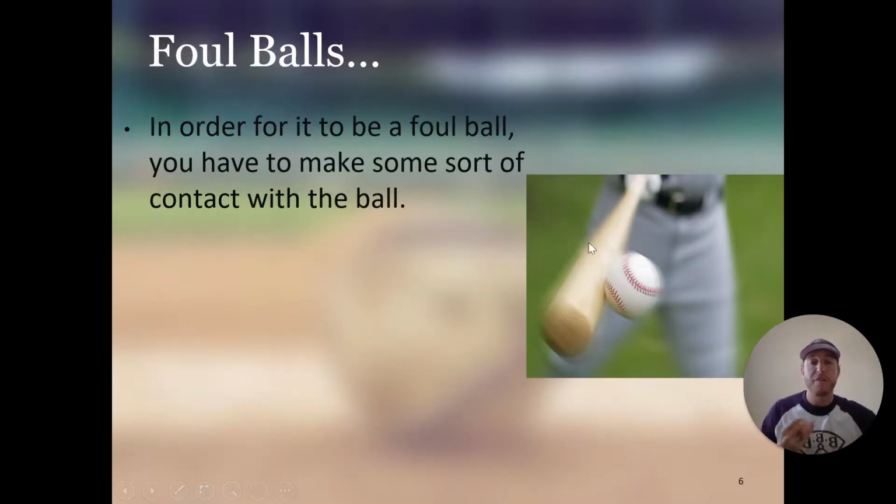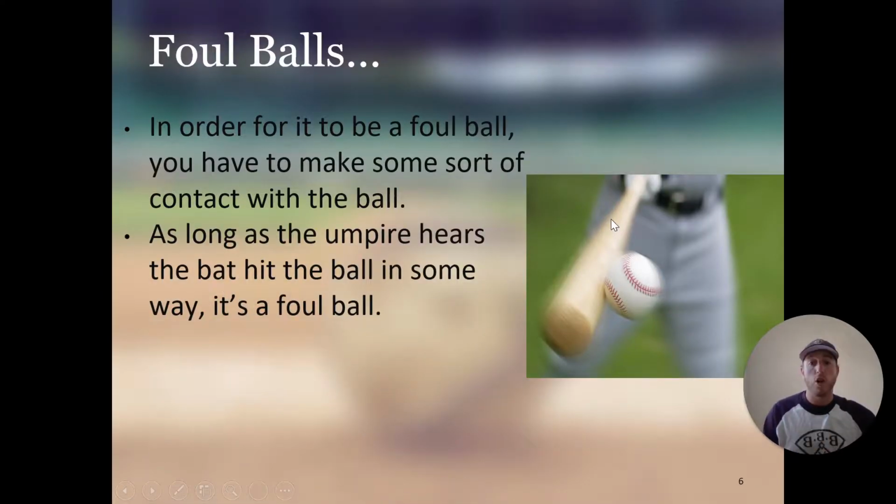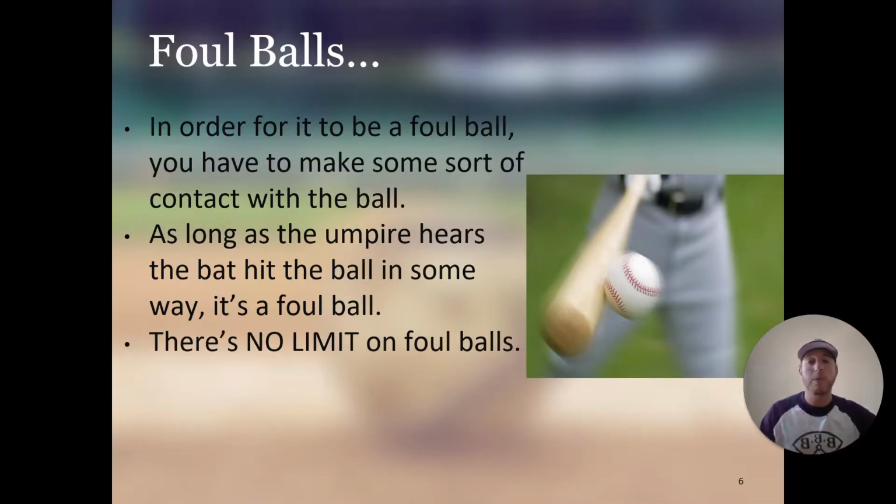In order for it to be a foul ball, you have to make some sort of contact with the ball. As long as the umpire hears the bat hit the ball in some type of way, it's a foul ball. The bat could nick the ball in just the teeniest, tiniest bit, and as long as the umpire hears the bat hit the ball in some way, that is a foul ball and you're staying alive, or you have an additional strike on you. There is no limit on foul balls.